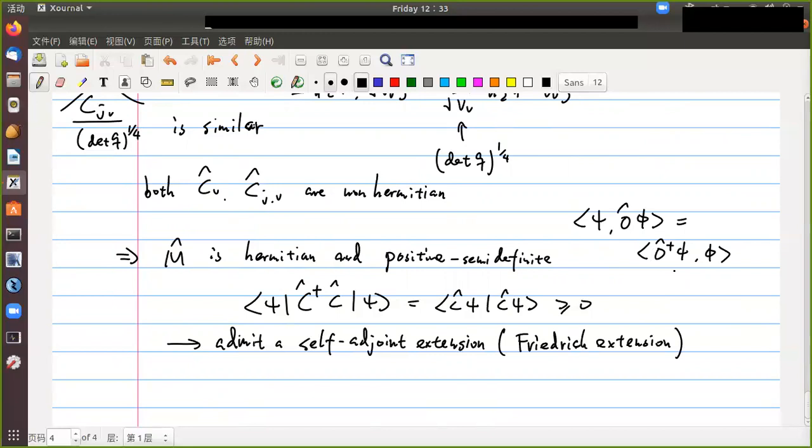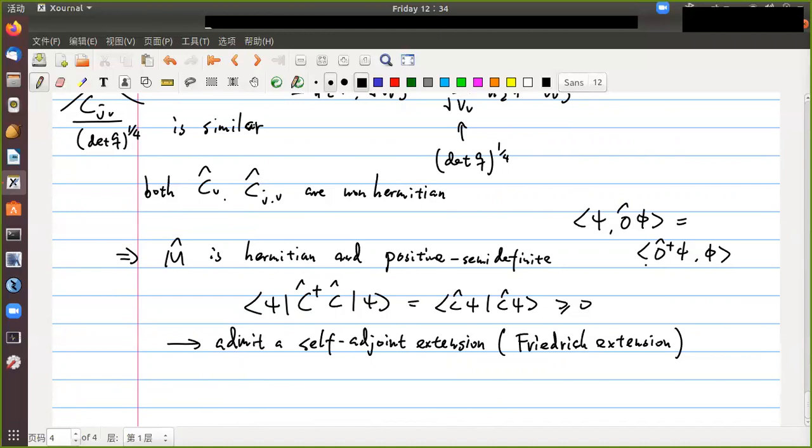Yeah, however, in this equation, Hermitian doesn't really mean that the operators are the same, because they may have different domains of definition. The self-adjoint extension means that when you find an operator is Hermitian, you can extend the domain of definition to a bigger domain, such that O dagger and O become the same. This is usually called self-adjoint extension.